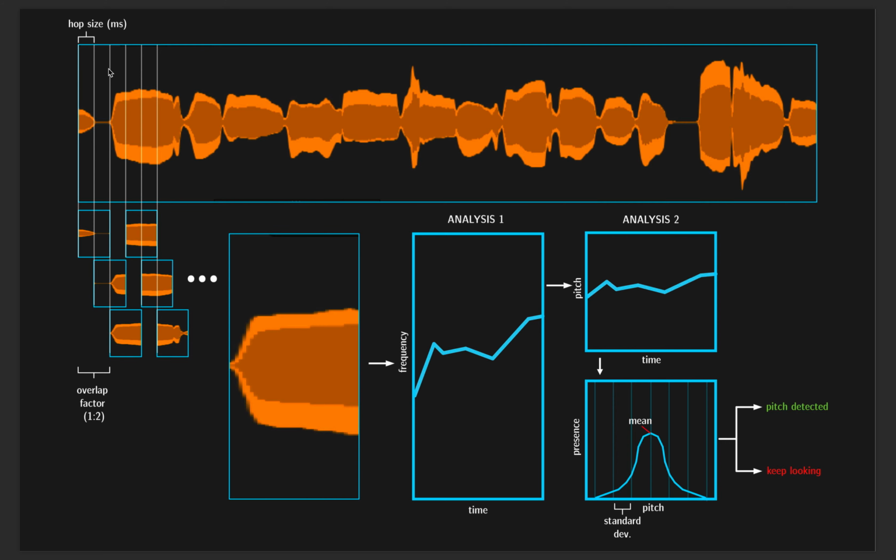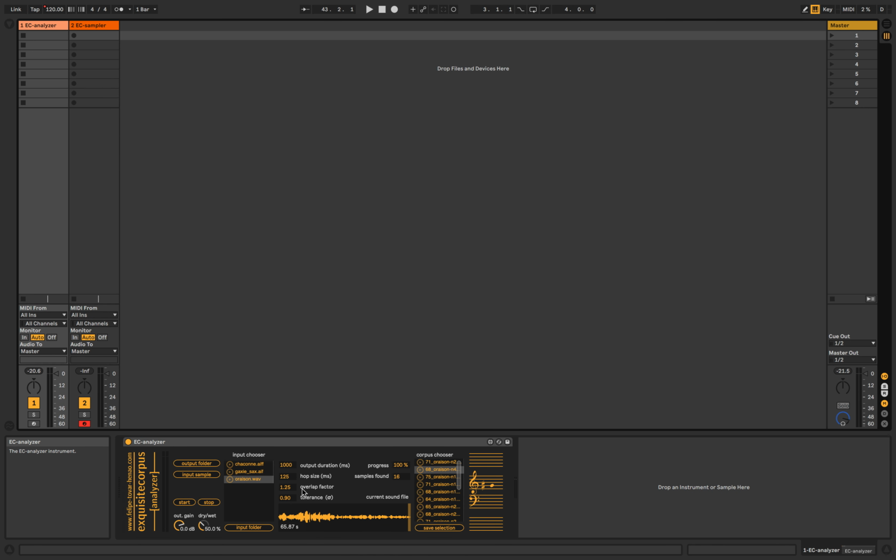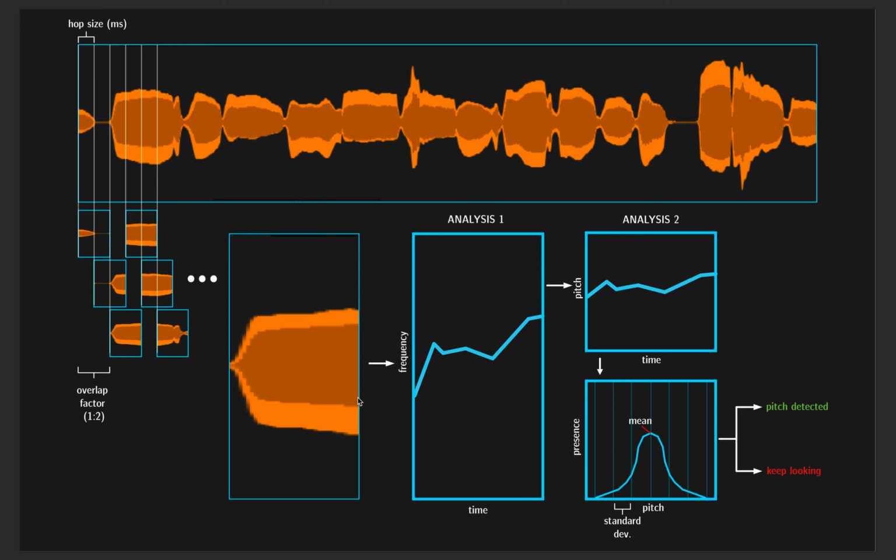A way of thinking about this is that a small hop size will increase the resolution of the analysis in the time domain. Now the overlap factor determines the ratio between the hop size and the chunk's length. So this means that a high overlap factor will make sure that the resulting slices will have a more consistent pitch, but it also may reduce the number of resulting slices. So it's a trade-off to consider, and in the case of this example, we have an overlap factor of 2 because you can see that there's always two samples overlapping with each other.